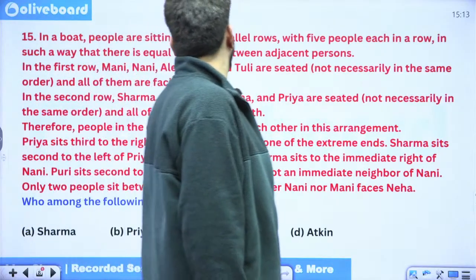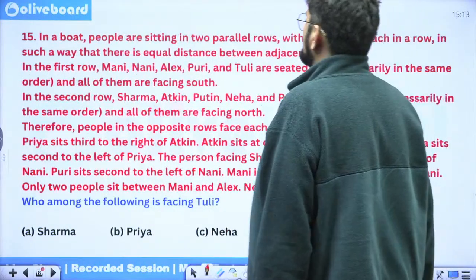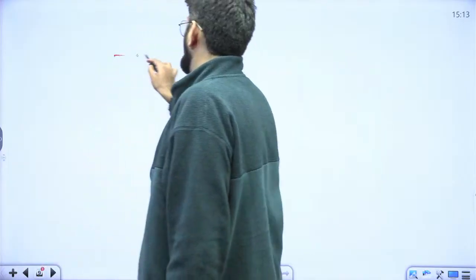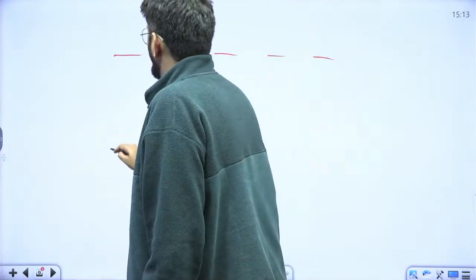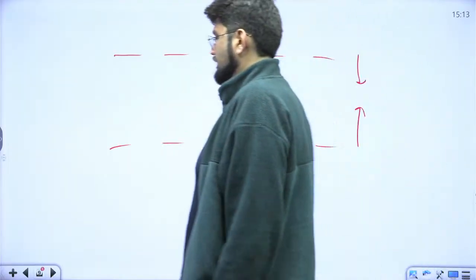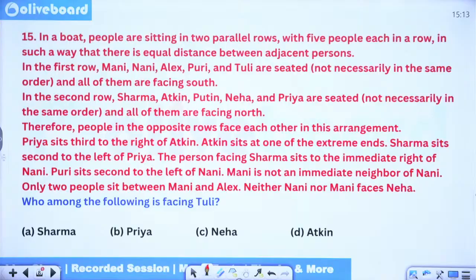Now, in a boat, people are sitting in two parallel rows, 5 people in each row. 1, 2, 3, 4, 5. 1, 2, 3, 4, 5. Facing each other. One row is facing south, one is facing north.